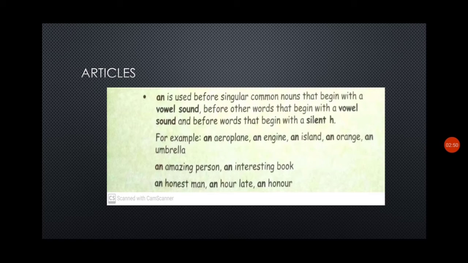So, children, please keep it in mind that an ends with a consonant sound. So, we use it before a word beginning with a vowel sound. We also use it before words beginning with a silent H and before abbreviations that begin with a consonant letter but have a vowel sound. Alright?